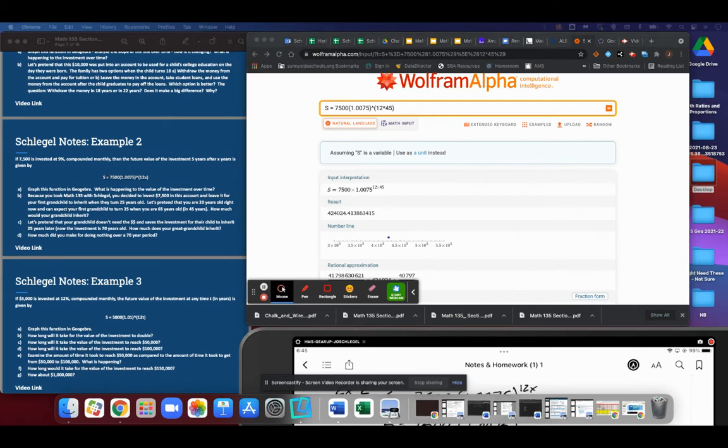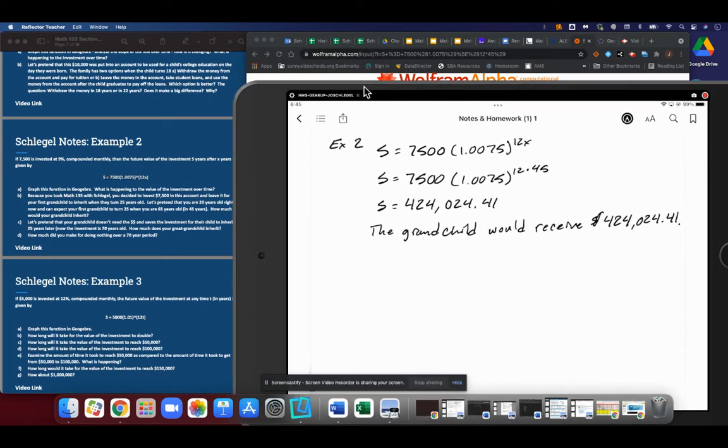So I took a moment to write the math down on my iPad, and here's what we ended up putting into Wolfram. The grandchild would receive $424,024.41. Not bad. All that the grandparents did in this situation was put $7,500 away into an account and leave it alone for a long time. Time is fertilizer for money. And so let's see where this problem takes us from here forward.